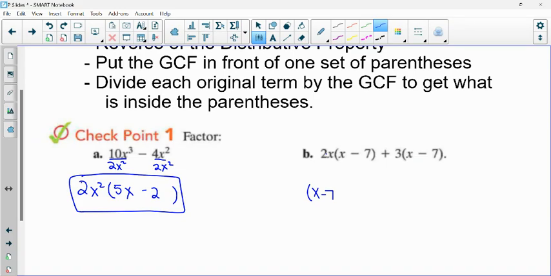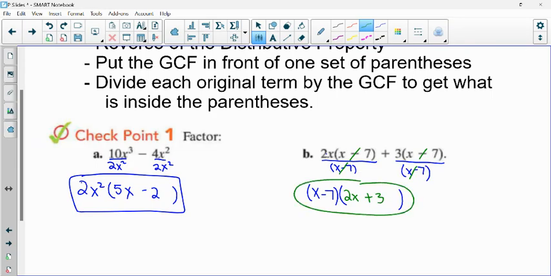So I'm going to put x minus 7 in front of one set of parentheses, like we said. And then to get what's inside here, we're dividing each of our terms by our GCF, which again is x minus 7. So when we do that, the x minus 7s would cancel, and we'd be left with 2x as our first term. And again, the x minus 7s would cancel out here, plus 3. And then when you do that distributive property, you get 2x times x minus 7, and then 3 times the quantity of x minus 7. Okay, so that's probably a newer piece of that GCF for you that you definitely didn't see in Algebra 2, depending on what class you took already.